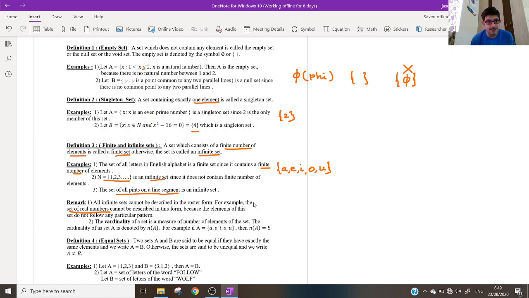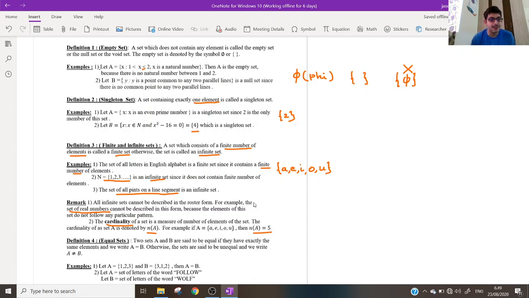Now if a finite set has a particular number of elements, that is a finite number of elements, that number is known as the cardinality of a set. For example, here A equals {a, e, i, o, u}, the set of vowels, and it is denoted by n(A). So n(A) equals 5. If we take a finite set, we can define the cardinality of that particular set. It is denoted by n(A). So for example, if A equals {a, e, i, o, u}, then n(A) equals 5. That is the number of elements in that particular set.